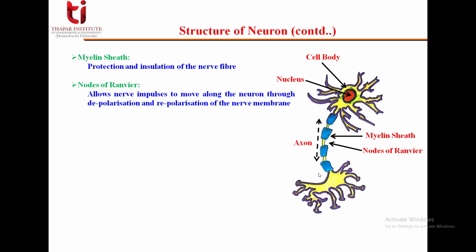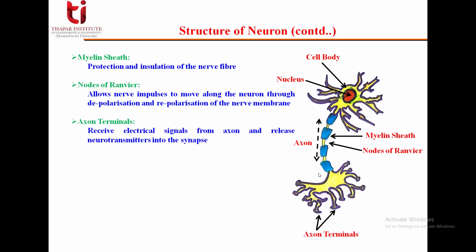This process of depolarization and repolarization we'll discuss in the coming lectures. Now we have the axon terminal. They receive electrical signals from the axon and release neurotransmitters into the synapse.